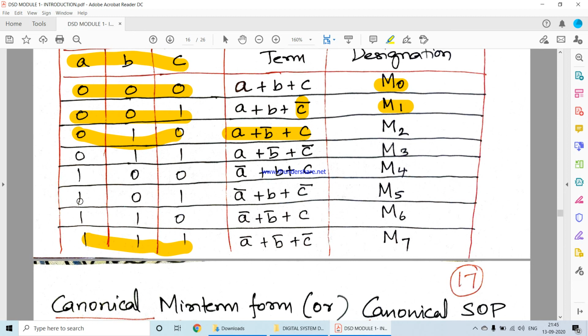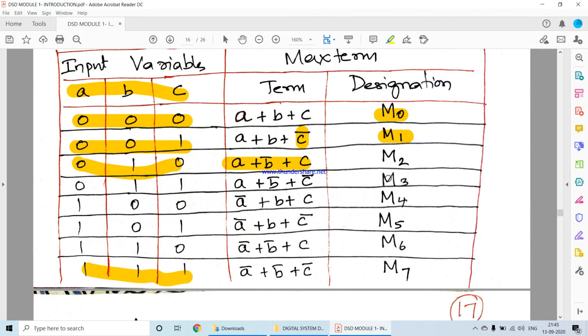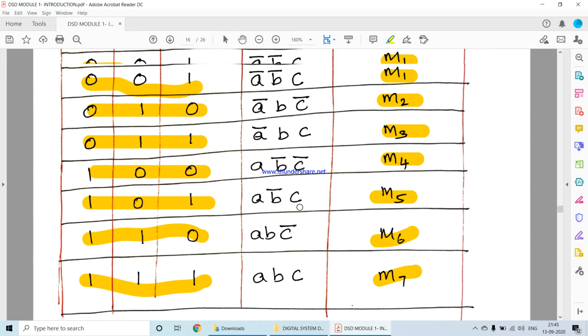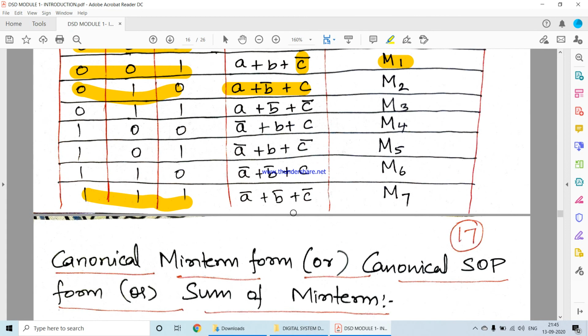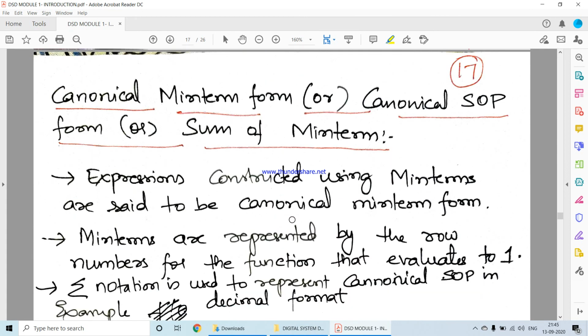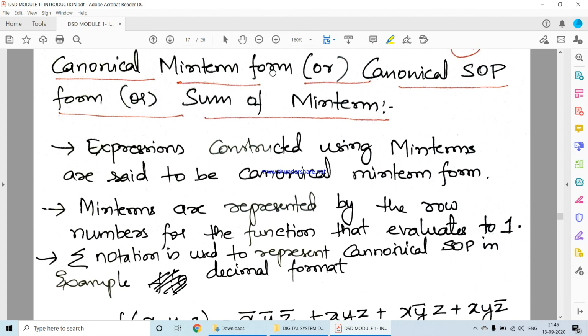Okay. Now coming to this, A bar plus B plus C bar. Coming to this one, A bar plus B bar plus C. And this last one is A bar plus B bar plus C bar. And that is M7. I hope you understood how to write the max term. This is the way you write min term with product, and this is the way you write max term with sum.